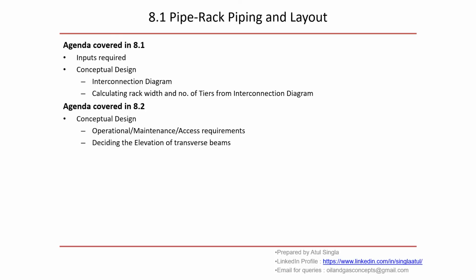So these were the three things which we discussed: input required, interconnecting diagram, and how we calculate the width and number of tiers from interconnecting diagrams. In the next part we'll try to cover operational and maintenance access required in the pipe rack, then how we decide the elevations of transverse beams. So see you in the next part.